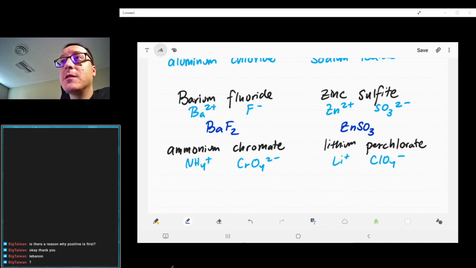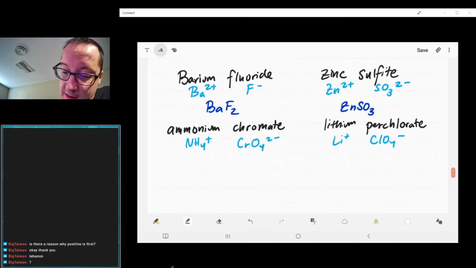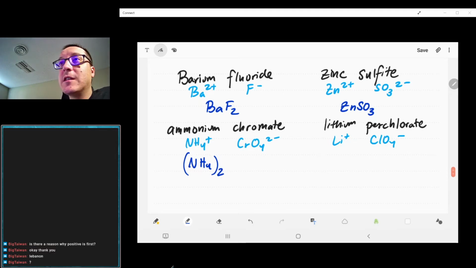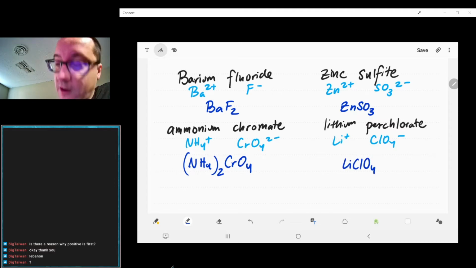Ammonium chromate, if we crisscross, we see we're going to need 2 ammoniums, or if we use least common multiple. If we need 2 ammoniums, we have to use the parentheses. We cannot write N2H8. We can't write NH42. We have to use parentheses, NH4, parentheses, 2, and then the chromate after it. And then for lithium perchlorate, they have the same charge, so we don't have to worry about that. Just throw it all together.